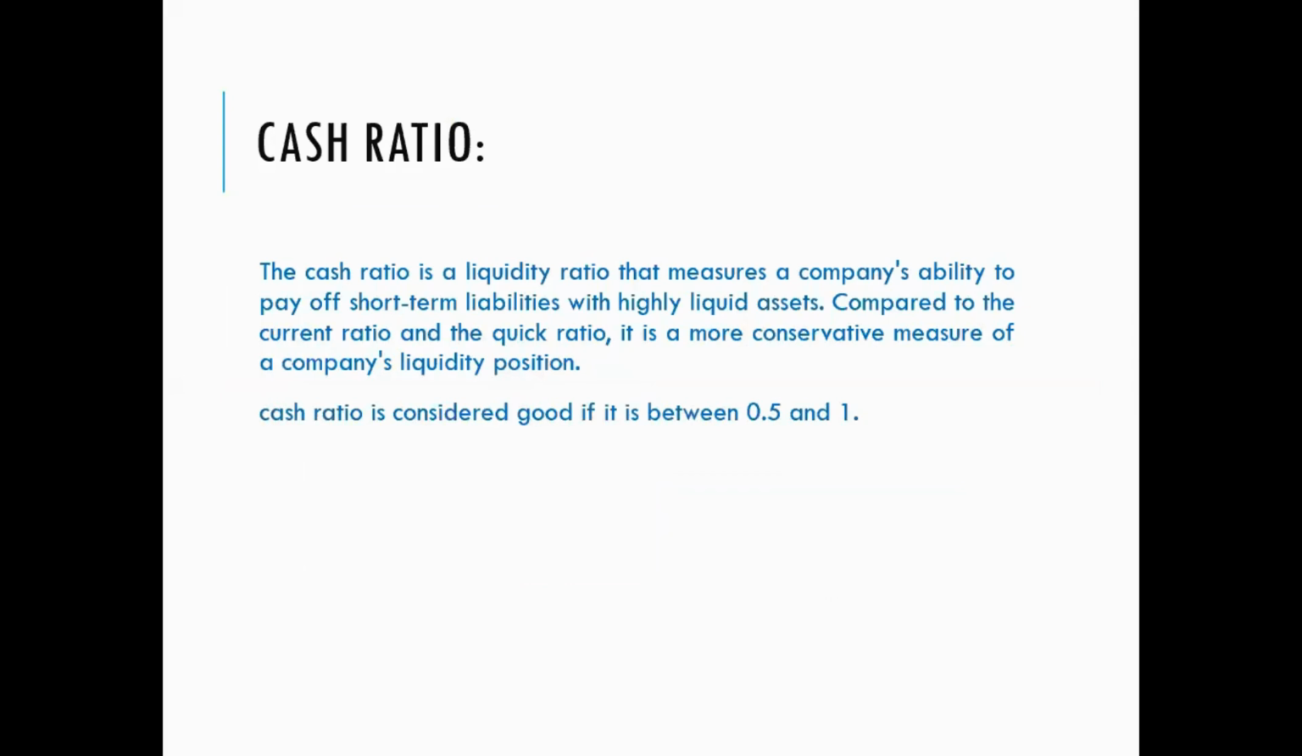Cash ratio. The third one is cash ratio. Cash ratio is a liquidity ratio that measures a company's ability to pay off short-term liabilities with highly liquid assets. Compared to the current ratio and quick ratio, it is a more conservative measure of a company's liquidity position. Cash ratio is considered good if it is between 0.5 and 1.